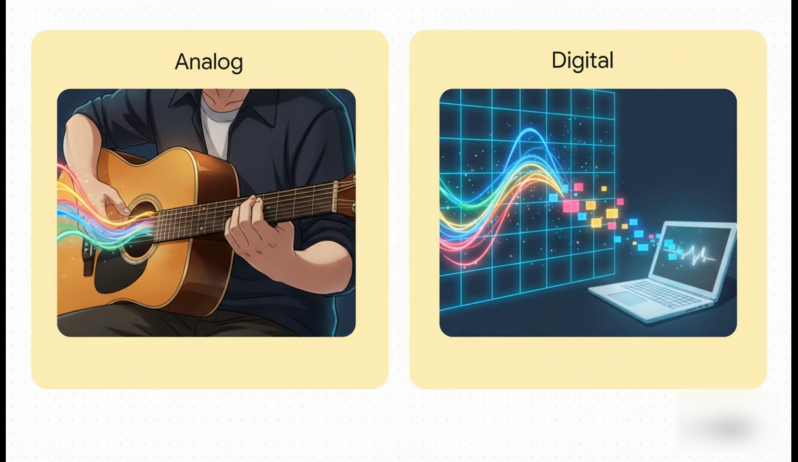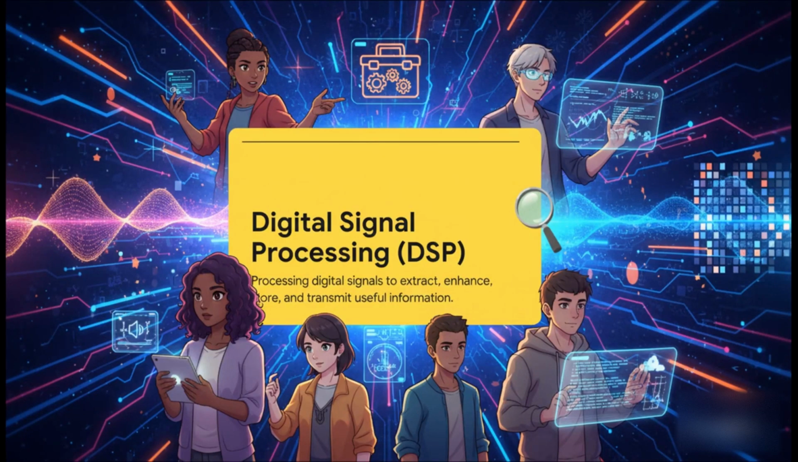But computers, they don't do smooth. They speak in numbers, so they need digital signals, which are basically just a series of snapshots or samples of that original analog wave taken at specific moments in time. And that simple conversion is the key that unlocks the whole world of digital signal processing. As soon as we have that string of numbers, we have this amazing digital toolbox that lets us completely reshape that signal. This is where the real fun begins.